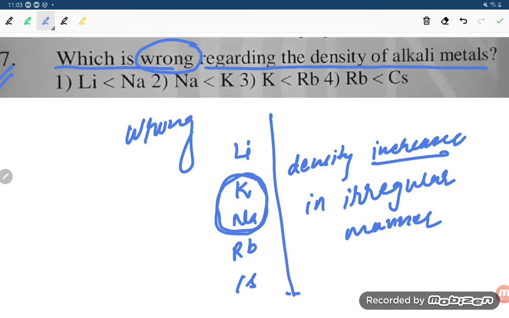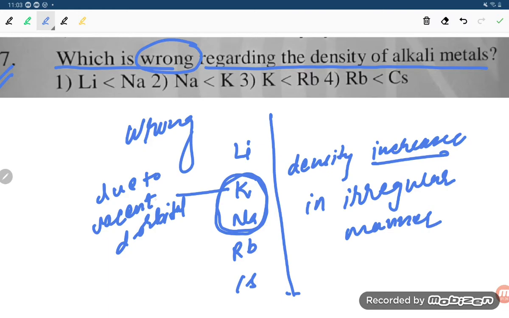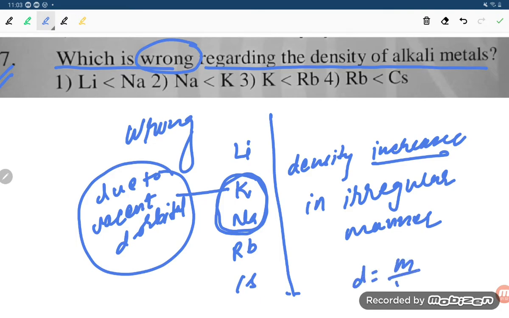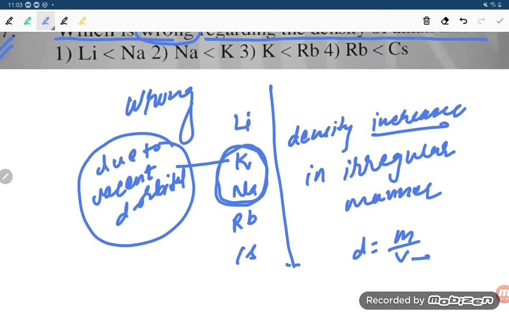Why, student? Because of the vacant d orbital. Due to the vacant d orbital, the volume increases. Since d equals m by v, the volume is high for potassium, so the denominator is high. So what happens to the density, student? Density decreases.